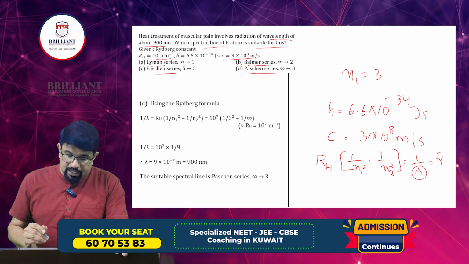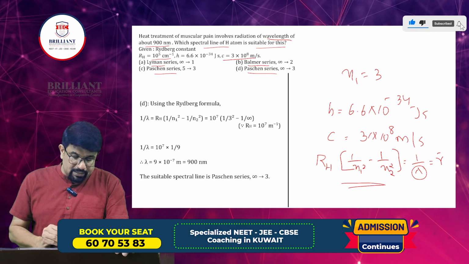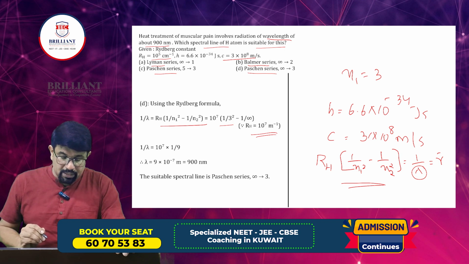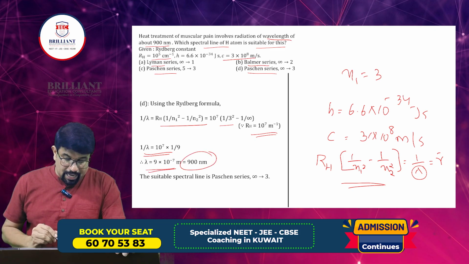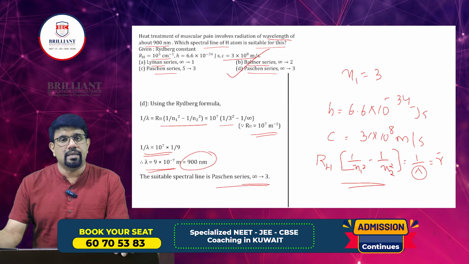Substituting in this equation, 1 by lambda is equal to RH into 1 by n1 square minus 1 by n2 square, that is 10 raised to 7, 1 by 3 square minus 1 by infinity. RH we already know is 10 raised to 7 meter raised to minus 1, right? Then 1 by lambda is equal to 10 raised to 7 into 1 by 9. Then lambda is equal to 9 into 10 raised to minus 7, that is 900 nanometer. Then which is the correct answer here? D is the correct answer.